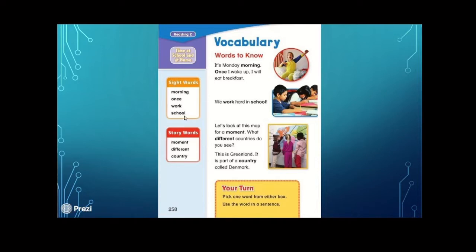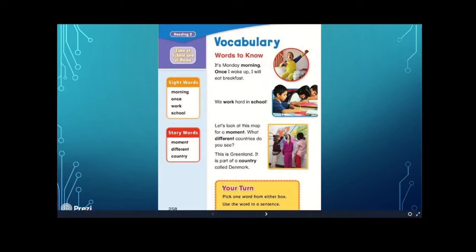So now I'm going to say a sentence using these words. For example, the first one, morning, we could say, I ate breakfast this morning. That's a very good sentence because you're using the word in context. So I'm going to read other sentences that contain these words.